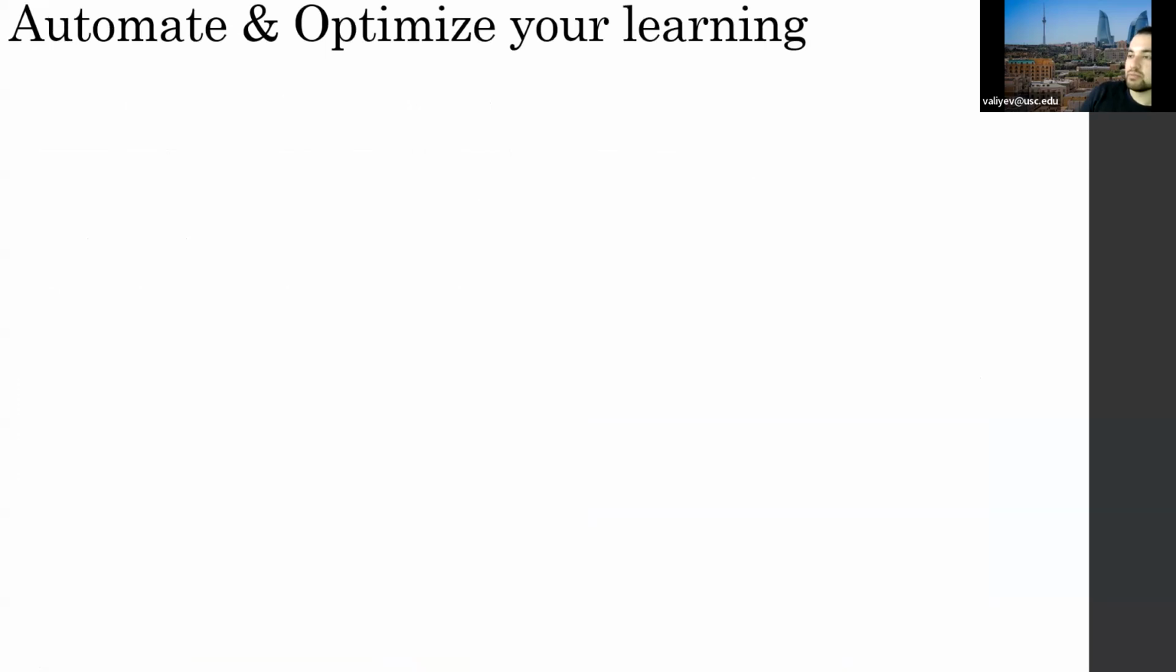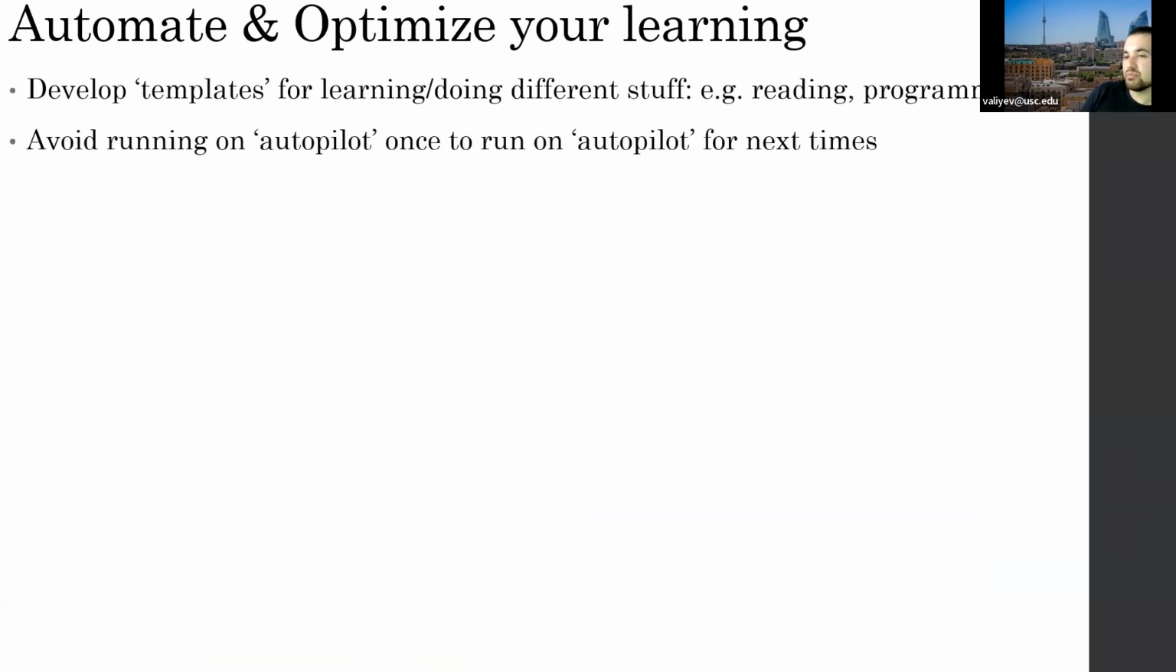Then, automate and optimize your learning. In this slide, you should develop a template for learning and doing different stuff. For example, for learning a language, for learning programming, for learning to play a musical instrument, there are different strategies. When you learn some stuff, make sure you have spent enough time so that the next time you do something similar, you already have a ready plan for learning that thing. So you don't start from scratch. For example, avoid running on autopilot once so that you can run on autopilot for the next times.